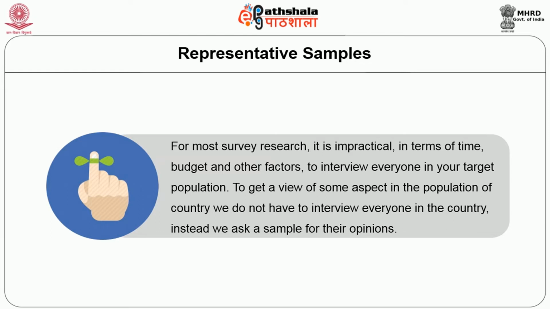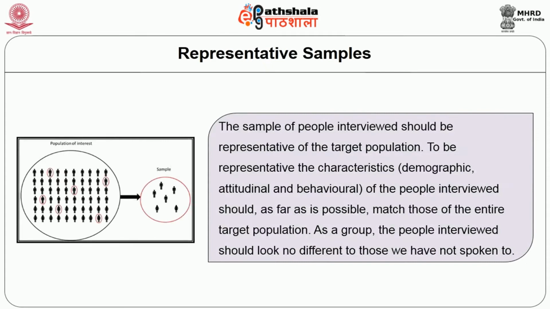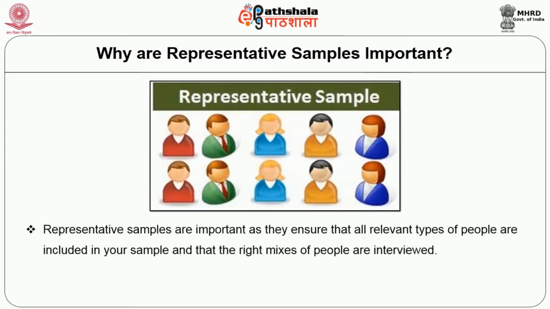For most survey research, it is impractical in terms of time, budget, and other factors to interview everyone in your target population. To get a view of some aspect in the population of a country, we do not have to interview everyone in the country. Instead, we can ask a sample for their opinions. As far as possible, the sample of people interviewed should be representative of the target population. To be representative, the demographic, attitudinal, and behavioral characteristics of people interviewed should, as far as possible, match those of the entire target population. As a group, the people interviewed should look no different to those we have not spoken to.